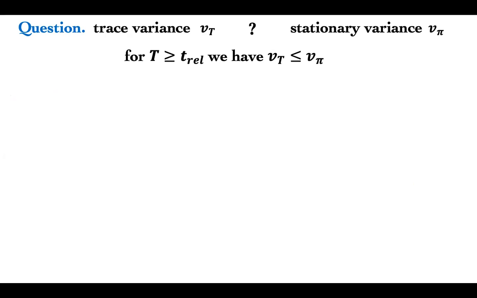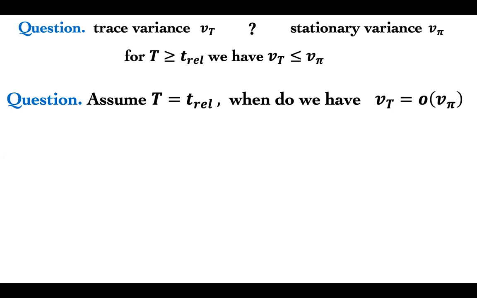We now ask the following question. What is the relationship between trace variance and the stationary variance? If the length of the trace T is at least the relaxation time, we know that the trace variance is smaller than the stationary variance. So any algorithm whose complexity depends on the trace variance would be at least as good as the standard methods. So we ask a more interesting question.